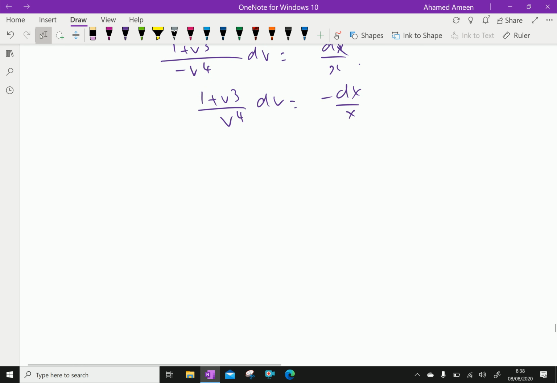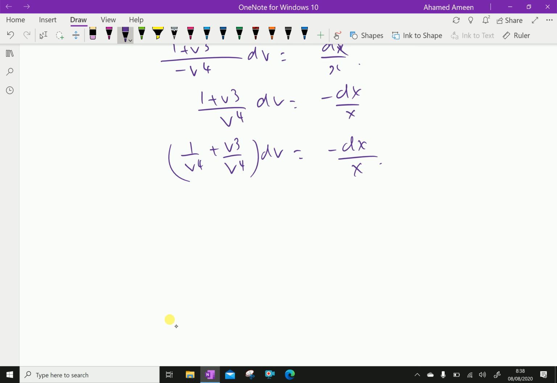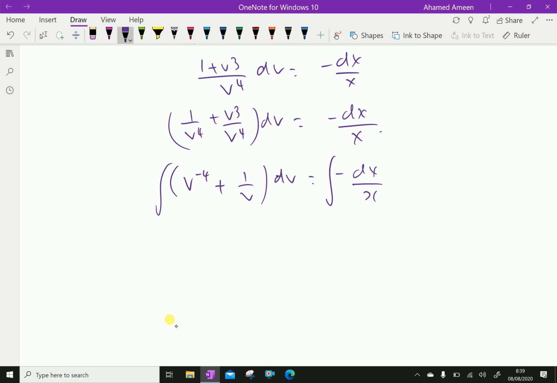Distribute v power 4: v cube by v power 4 plus 1 over v power 4, so v power minus 4 plus v power minus 1, which is 1 over v, dv equal minus dx by x. Integrating both sides: v power minus 4 gives v power minus 3 over minus 3, plus log v equal minus log x.